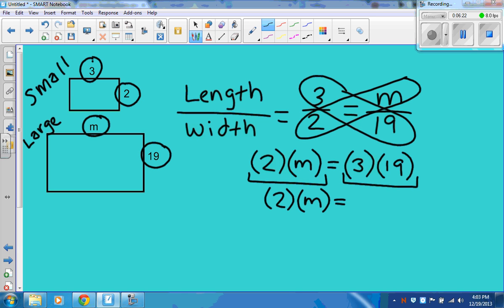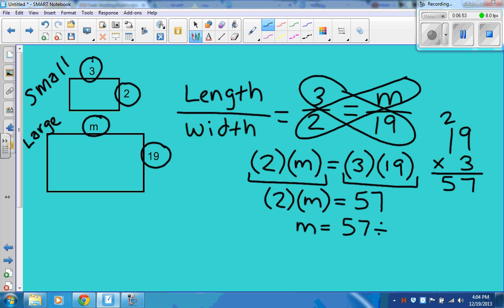And that is, let's do some math on the side. 19 times 3. Okay, so 3 times 9, that is 27. 3 times 1 is 3, plus 2 is 5. So we have 57. Now, we have to get m by itself because that's what we're trying to solve. So in order to do that, we have to bring that 2 over and divide. So we'll get m equals 57 divided by 2.